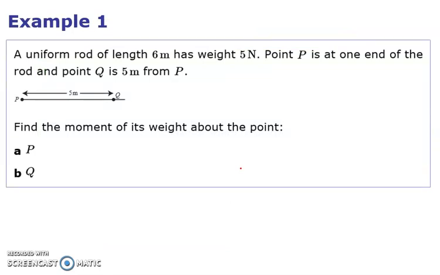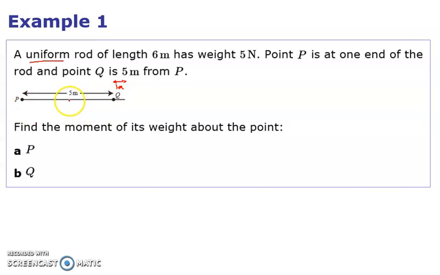A uniform rod of 6 meters. Alright, now notice it only shows this 5 meters long, and therefore this end, I suppose, is 1 meter, just at this little end here. Has weight 5 newtons. Now, something you should be aware of, it says uniform. That basically means you can rely on it being solid all the way through. There's no weighty bits at one end compared to the other.